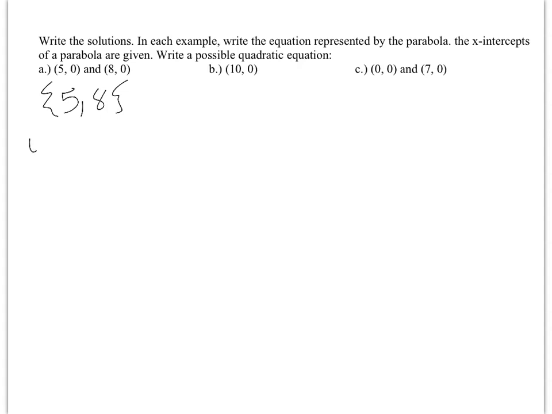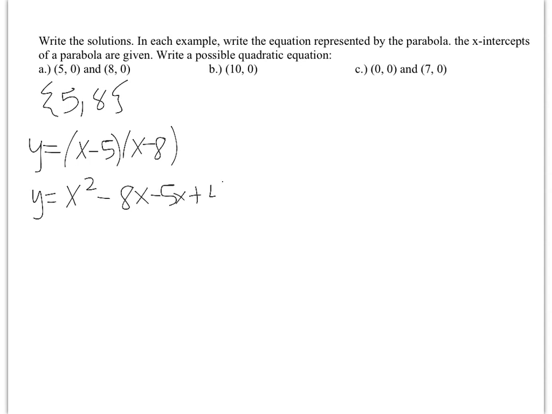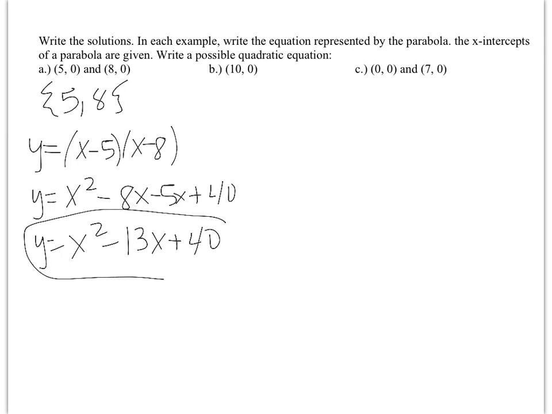And then your factors here would be y equals x minus 5 times x minus 8. And then do FOIL here. I'm going to get y equals x squared minus 8x minus 5x plus 40. Combine your like terms, you get y equals x squared minus 13x plus 40. And so that would be your equation. These are your solutions, roots or zeros. Go ahead and stop the video and try B and C on your own.